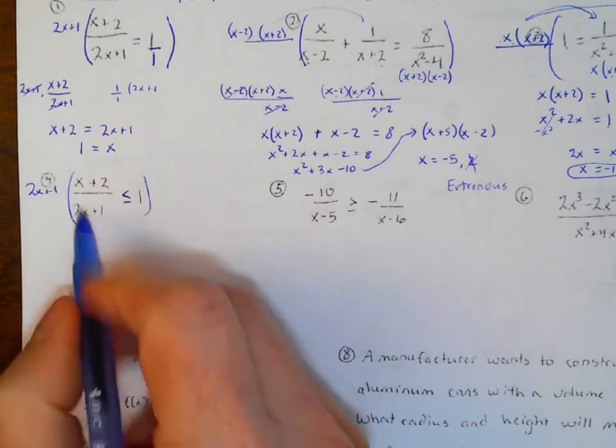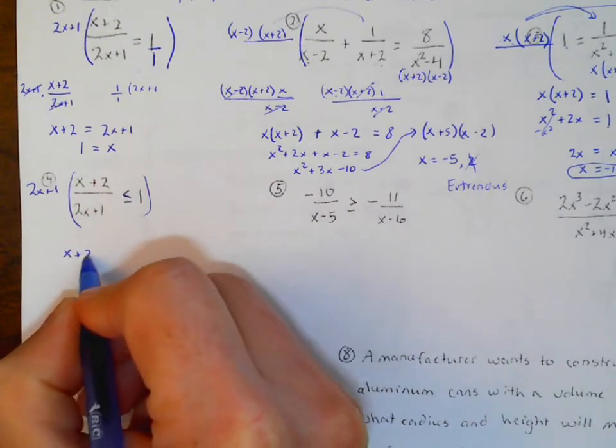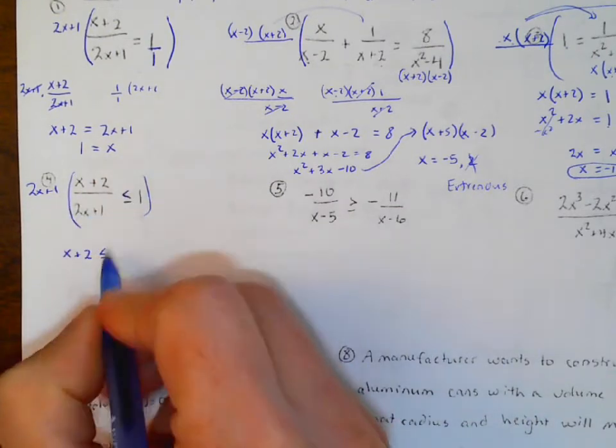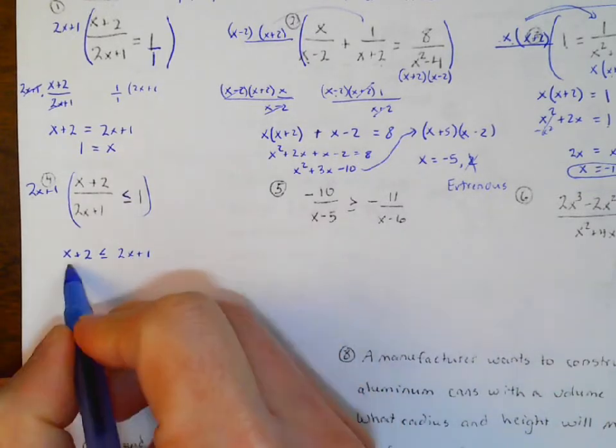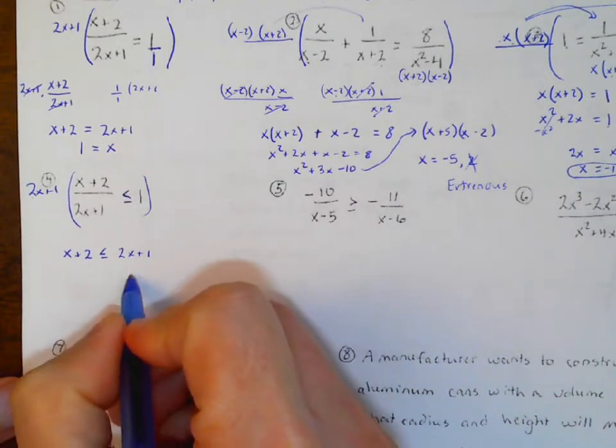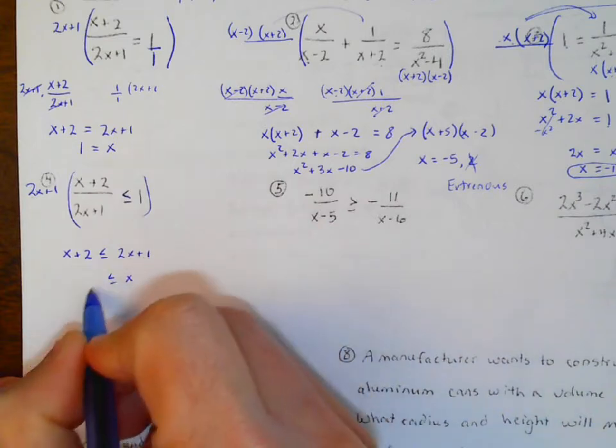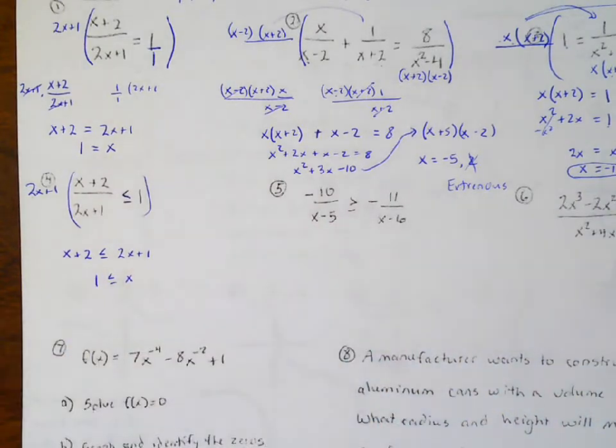So those cancel. So I have x plus 2 is less than or equal to 2x plus 1 times 1, which is 2x plus 1. And if I subtract that over, I get x. Subtract that over, I get 1. x is greater than or equal to 1.